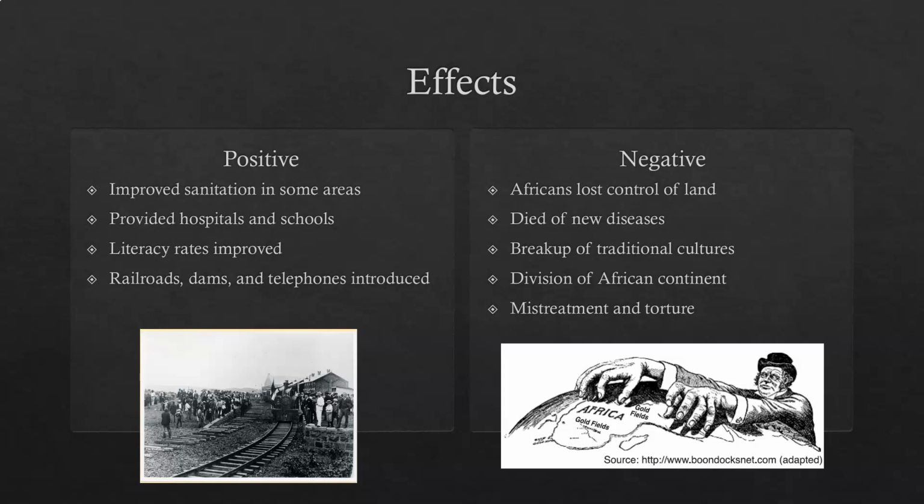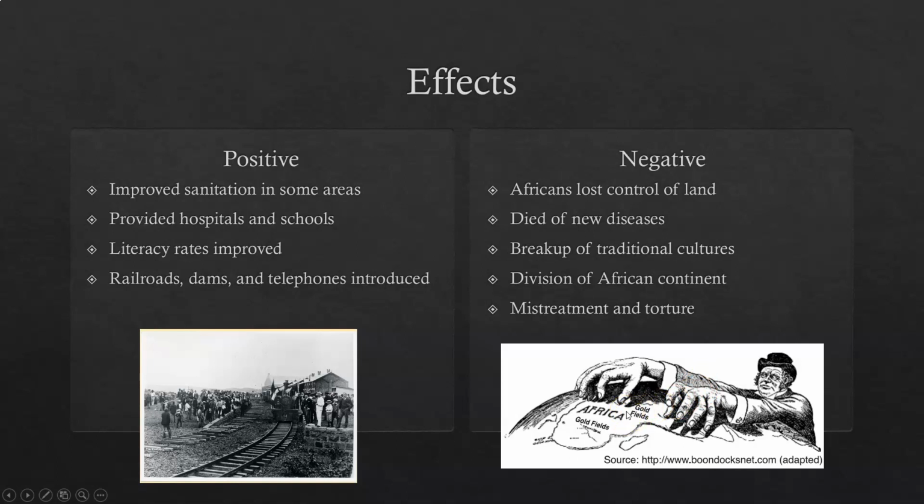And because Africa did not have railroads and telephones, the Europeans brought that with them and started to put them all over Africa. And then when they left, they just left them there. So that was a positive effect there. The negatives, though: Africans lost control of mostly all the land. Again, it was all going to the Europeans, as you can see in this picture. Died of new diseases. Again, the Europeans were bringing diseases with them. Breakup of traditional cultures. We already went over that.